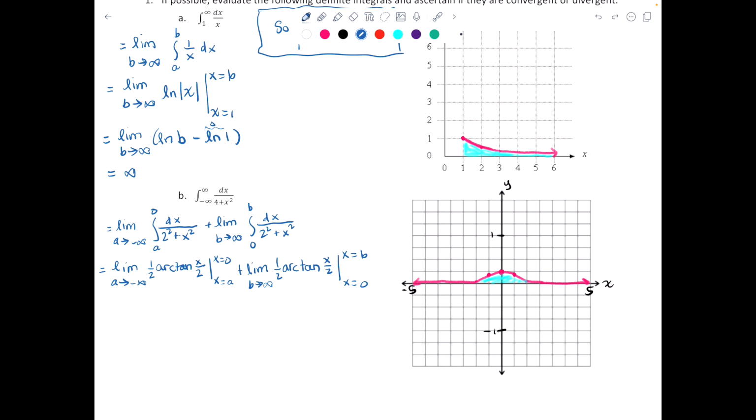Groovy? Okay, so let's see what we got. This will be equal to the limit as a approaches negative infinity of 1/2 times arctangent of 0 over 2 plus arctangent of a over 2, plus the limit as b approaches infinity of 1/2 times arctangent of b over 2 minus arctangent of 0 over 2, which is 0, since the arctangent of 0 is 0.